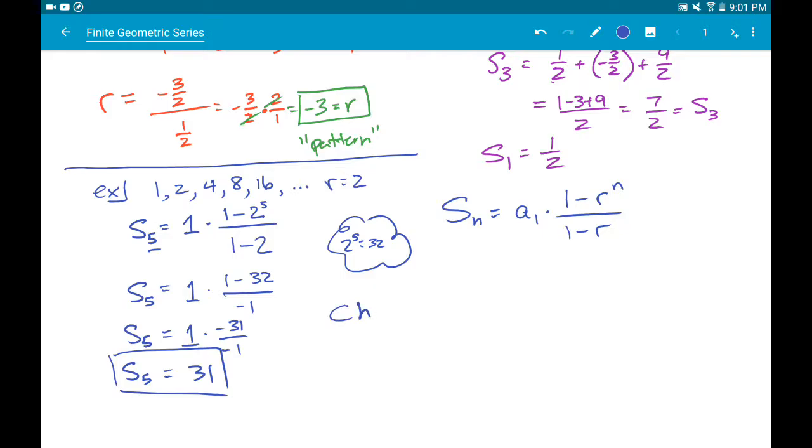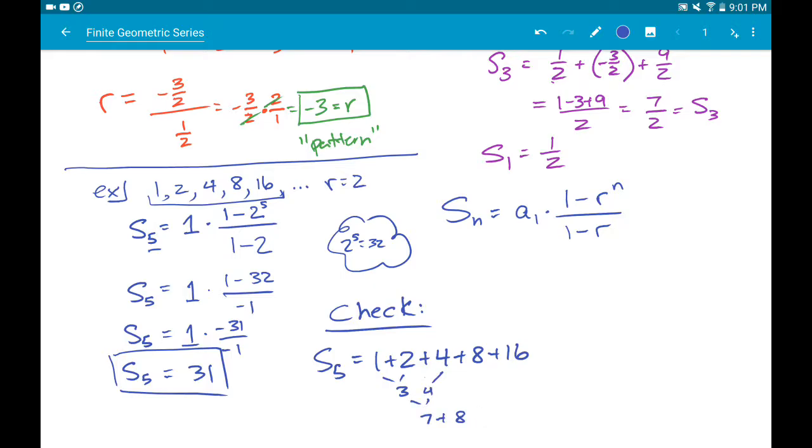And just a quick little check here to verify it. Doing it the old-fashioned way, S5 is the sum of these first 5 terms, 1 plus 2 plus 4 plus 8 plus 16. So we got 3 plus 4, so we got 7 plus 8, so we got 15 plus 16, which is equal to 31.